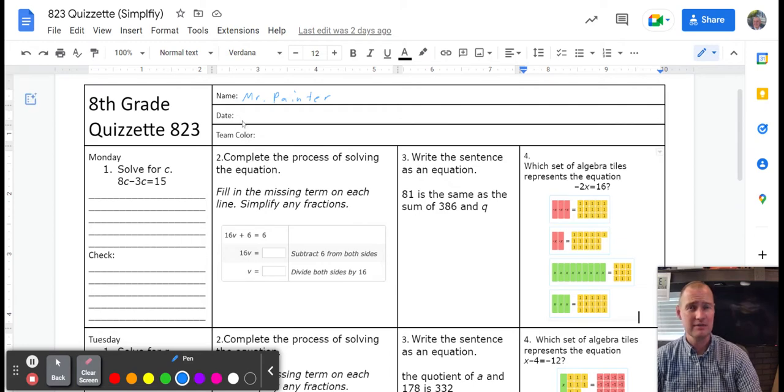Go ahead and put today's date. And if you forget about today's date, you can get today's date off the board. And team and class color. These three things are going to help me stay organized as well as get you credit on this Quizzette.